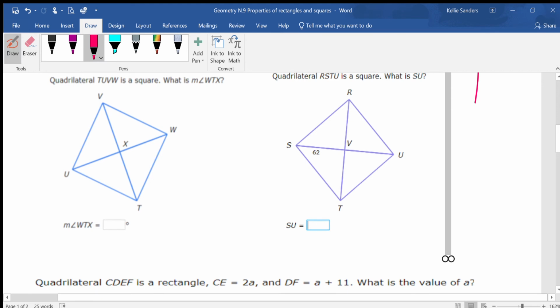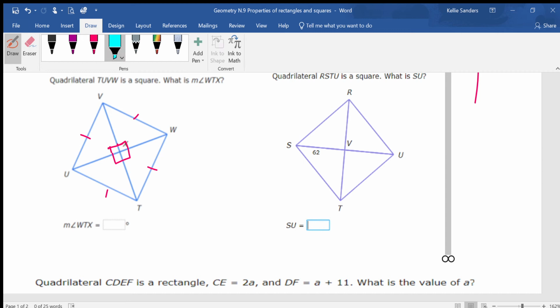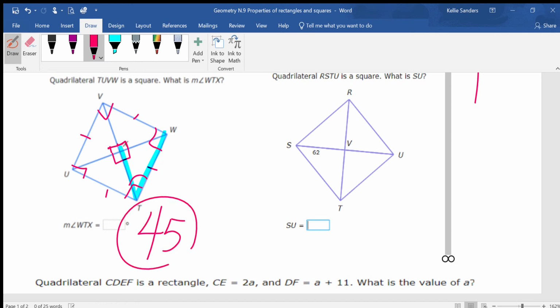Okay, quadrilateral. It's a square. If it's a square, then we know that these are the same, and we know that these are right angles right here. What is the measure of angle WTX, which is right here? So I want this. Well, if these are 90 degrees, all of these are 90 degrees, the diagonal actually bisected the angle, so that angle is 45.